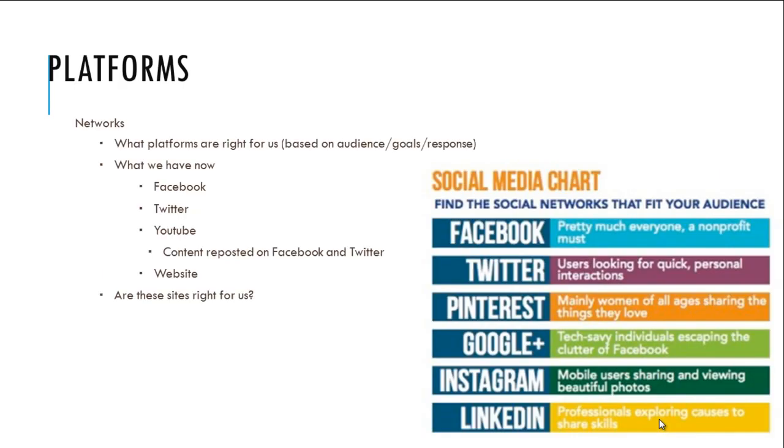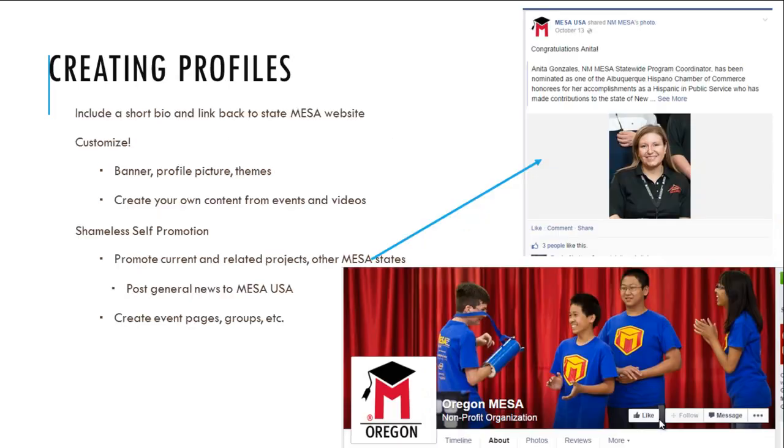When choosing a social network, decide what platforms are right for you based on your audience, goals, and responses. Here at Oregon Mesa, we have a Facebook, Twitter, YouTube, and a website. Creating a profile is all about customization. Be sure to include a short bio and a link back to your Mesa State website. Create your own banner, profile picture, and themes from your own videos and photos.